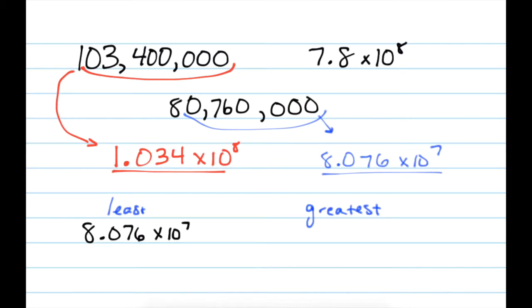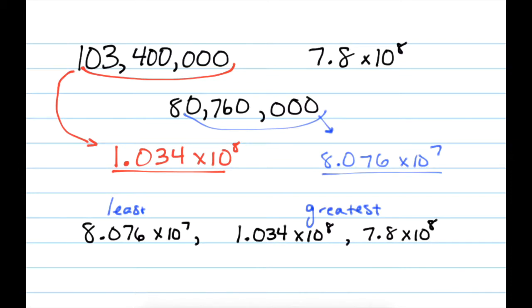Then, when we look at the two with the same exponent, we just look at which one is a smaller number. So the other two numbers both have an exponent of 8 on their power of 10, but the smaller number is the 1.034 times 10 to the 8th. Because that would have been 103 million like we were looking at. The other one would have been 780 million, which is larger. So there's our numbers from least to greatest.